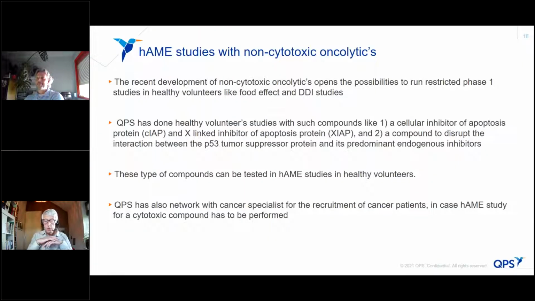The preference is to run a human mass balance study in healthy volunteers. This saves time and money in recruiting patients. With oncolytics, this is difficult. However, if an oncolytic is non-cytotoxic, in most cases these studies can be conducted in healthy volunteers. If required, a human mass balance study can be conducted in oncology patients. QPS has, for example, a network with 2 oncology centers that will refer patients.